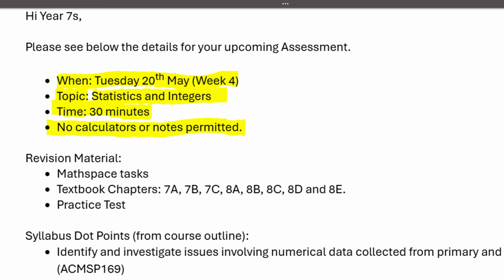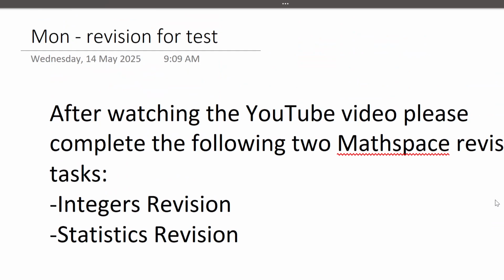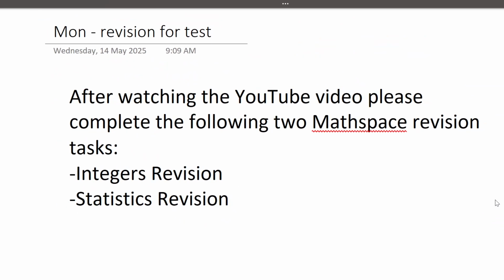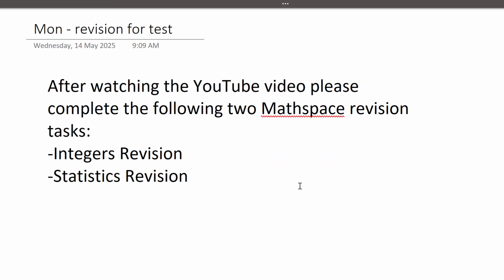In terms of revision material, you already know that you've been given your practice test, a physical copy, which I hope you've tried. And I've assigned two more revision tasks on MathSpace. One of them is called statistics revision, and the other is called integers revision. And then you've also got a number of questions you can attempt from these exercises. So let's look at this video. Let's watch this video that I've created, and then you're going to try these two MathSpace tasks.